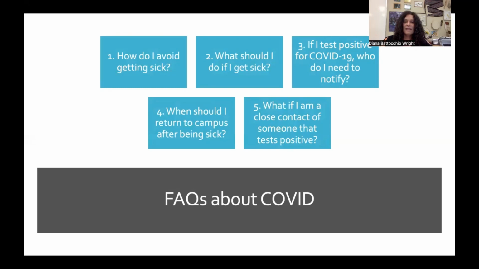What if I'm a close contact of someone that tests positive? Well, in British Columbia, if you're a close contact, you don't have to self-isolate. You only self-isolate if you test positive yourself. Now, the rules are always changing. This is currently what we're told, and if anything changes, then through social media and through our website, we should be able to relay this information to you.